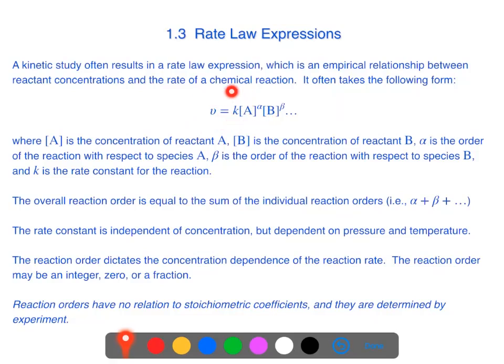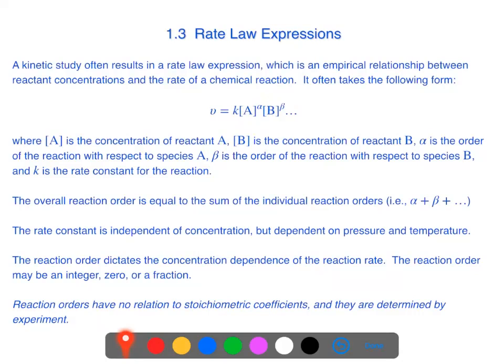So in this particular example, [A] is the concentration of reactant A, [B] is the concentration of reactant B. The superscripts, the alpha and the beta, these are considered the orders of the reaction. So alpha is the order of the reaction with respect to A, and beta is the order of the reaction with respect to B. Sometimes these are referred to as partial orders in the sense that they are with respect to a particular species.